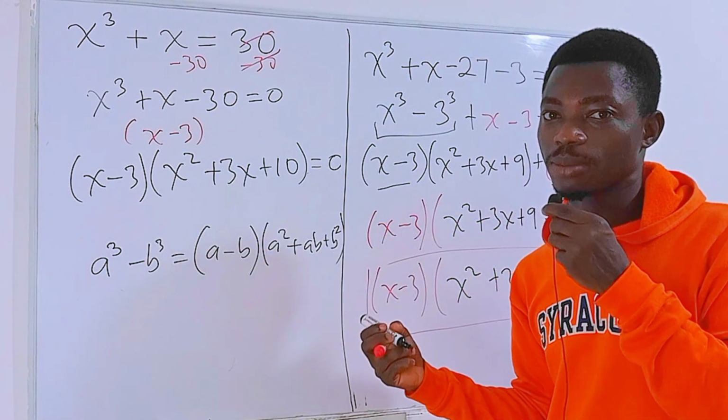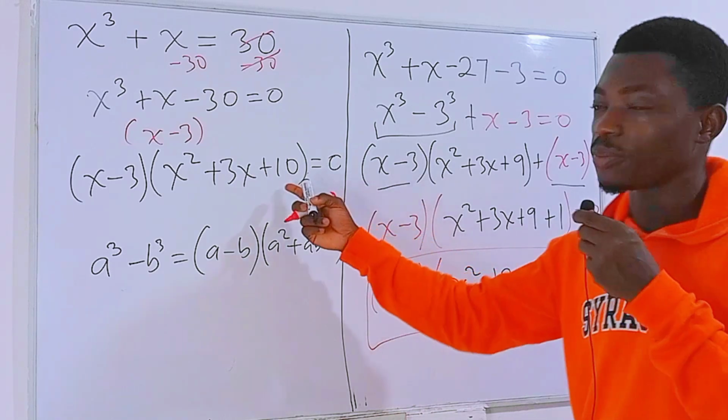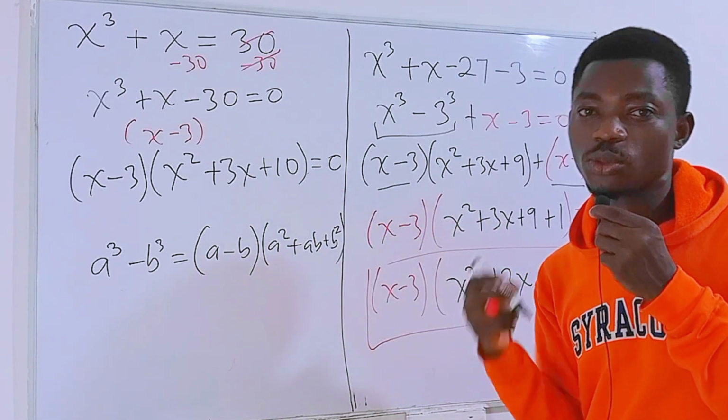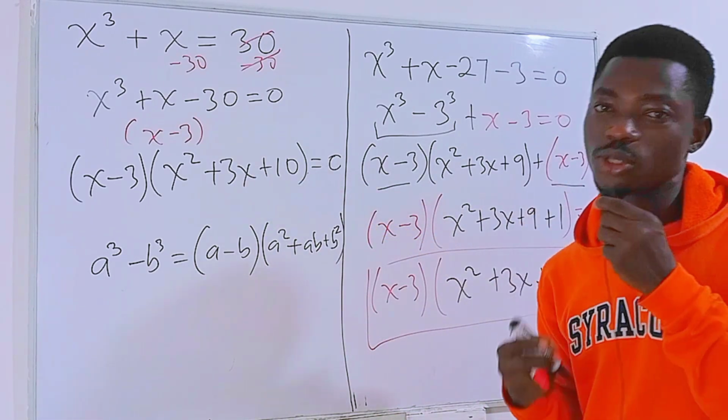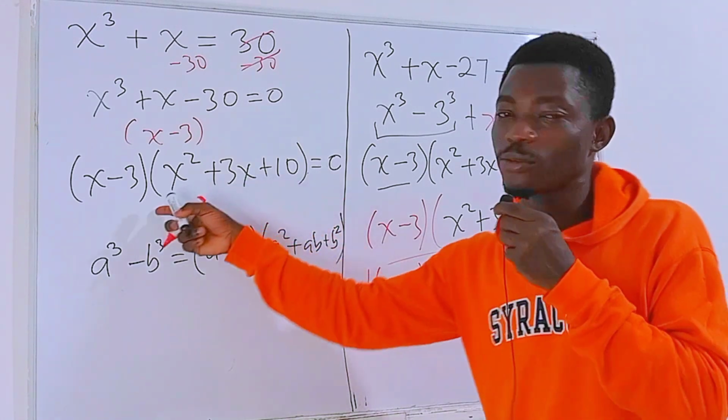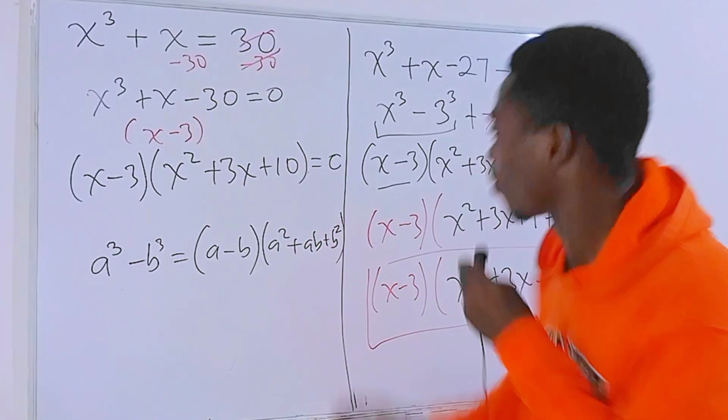Now look at what we have here and then compare it with what we have here. You see that they are the same. So if you go with this, you get the same thing. If you use the long division method, you also get the same thing. So the choice is yours now. Let's proceed right from here to get all the values of x.